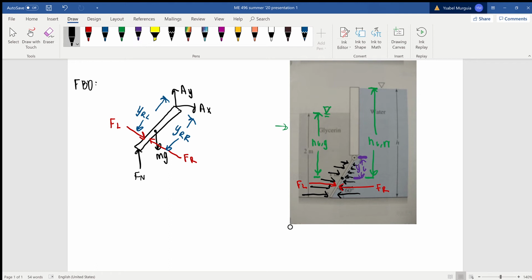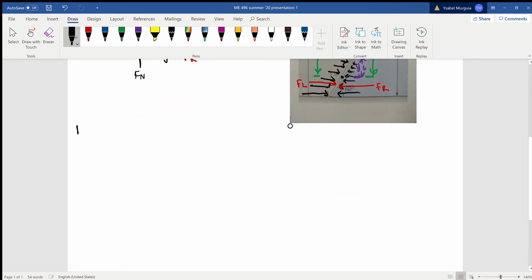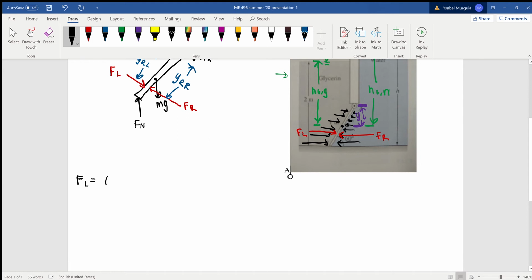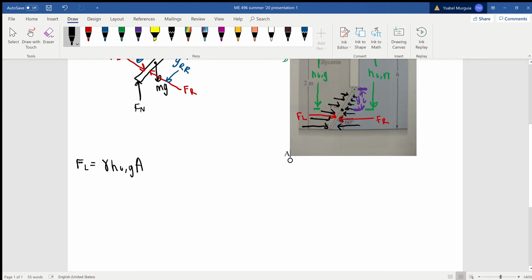Okay, so we do not know the force on the left due to glycerin. However, we do know that it is pressure below the surface of a body of liquid, so we are going to use the equation: gamma, the height of the centroid for the left, which would be glycerin, times the area. Gamma represents specific weight.